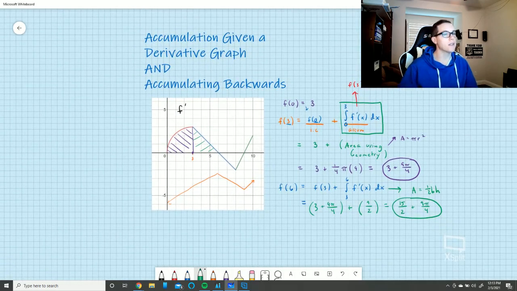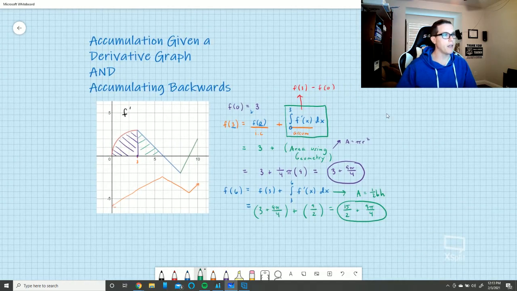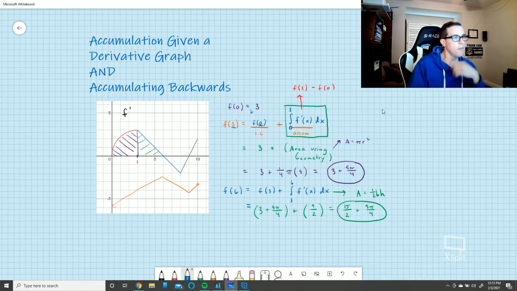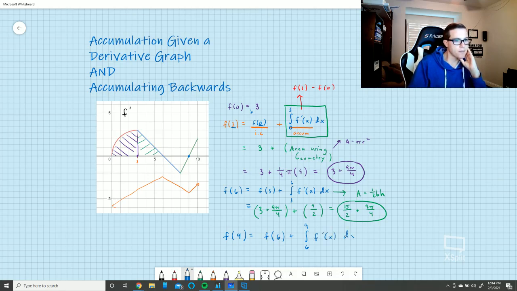All right, continuing this logic, let's get to our next spot that we can find fairly nicely. I could try to find f of 8, but why not just go all the way to f of 9 and find the area of this triangle? It's not a right triangle, but our calculation for triangle will still work. So to get f of 9, we're going to use f of 6 plus the accumulation from 6 to 9 of our derivative graph, which is 15/2 plus 9 pi over 4 plus accumulation.